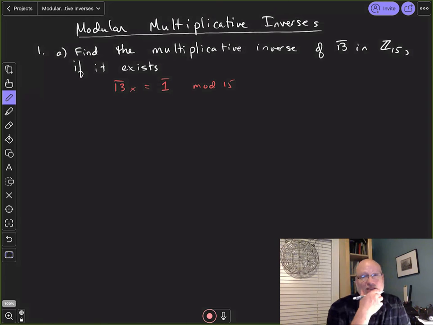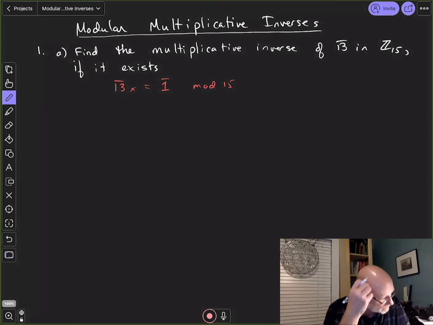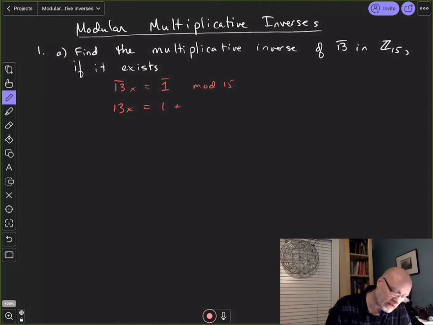If we think about this, we can take this into the world of integers by remembering that mod 15 just means that 1 is the remainder plus some multiple of 15. So I can rewrite this as 13x equals 1 plus 15y.